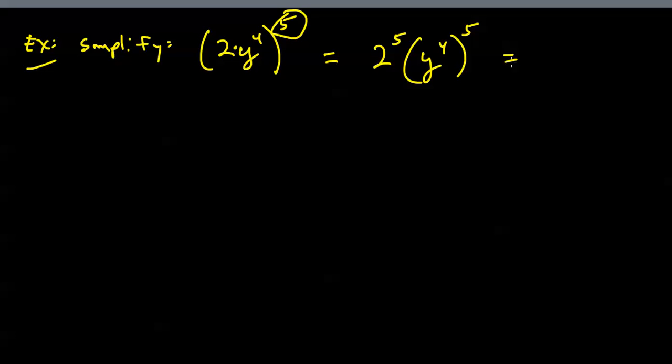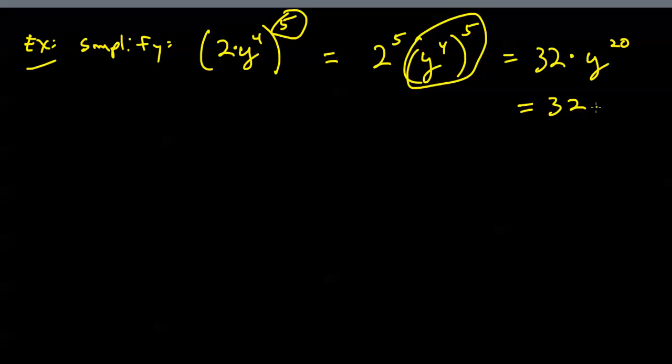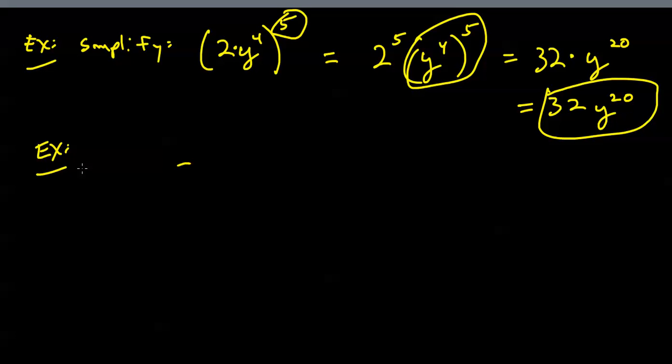So I'll take 2 to the 5th power times then y to the 4th to the 5th power. 2 to the 5th power is of course 32. 2 times 2 times 2 times 2 times 2, times y to the 4th to the 5th power. Well, the power of a power, you multiply the exponents, y to the 20th power, and my final answer would be 32 times y to the 20th power. One more example with a quotient. Let's simplify.